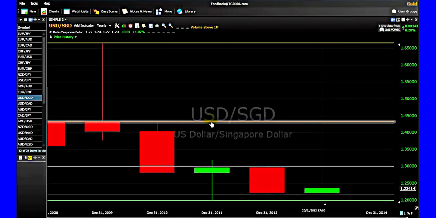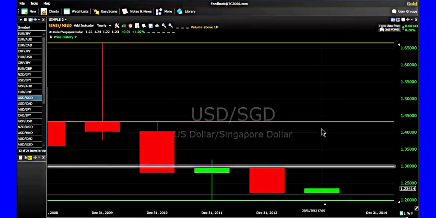currency pair. For the US dollar, Singapore dollar currency pair, the smart median line, ladies and gentlemen, note it down, is at 14324. You want to know where it is. As the price goes up, you want to watch it.